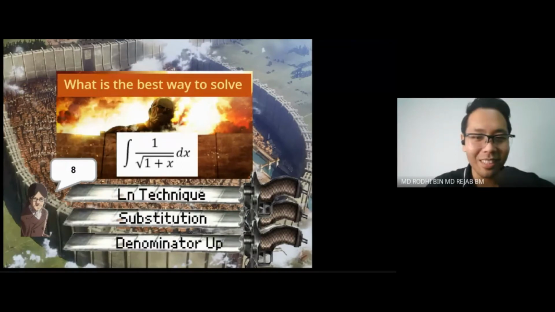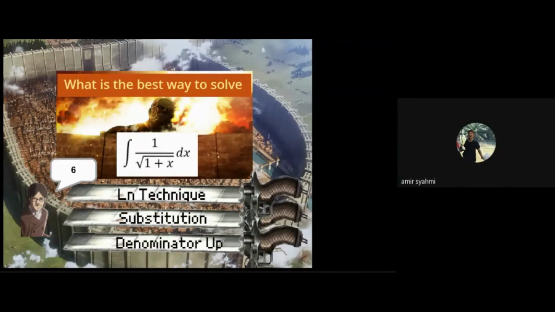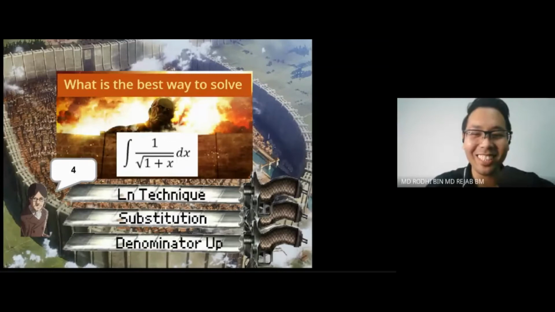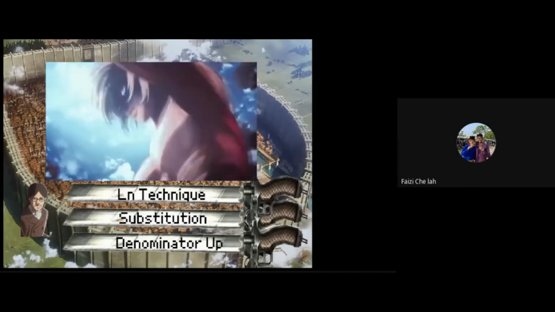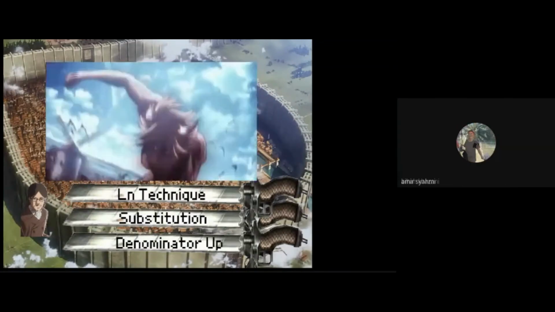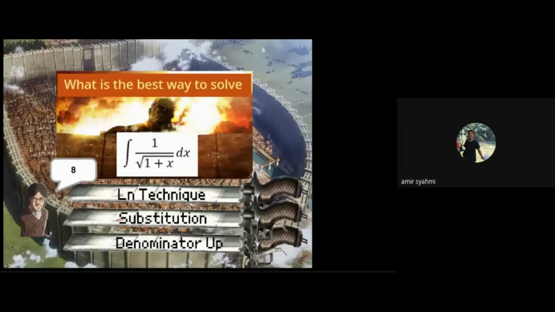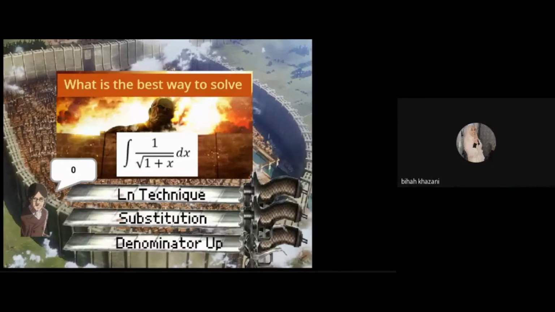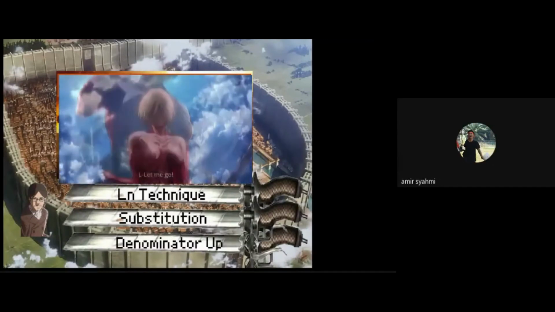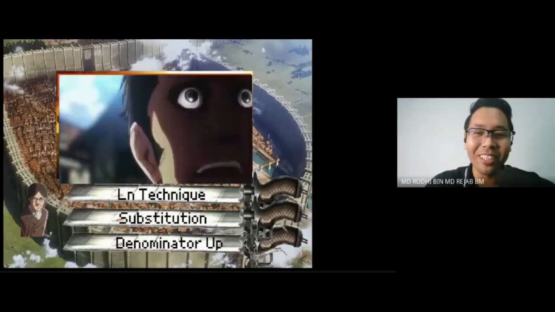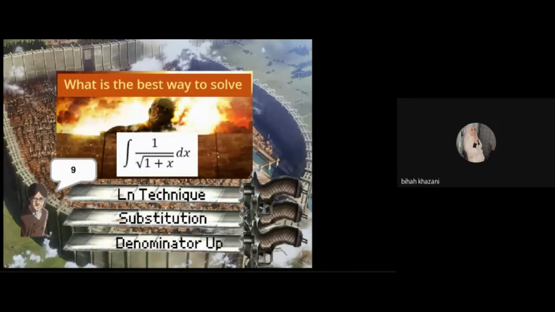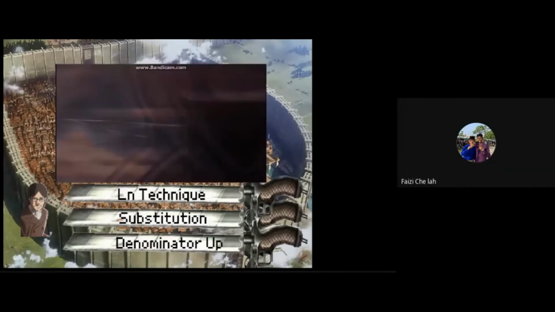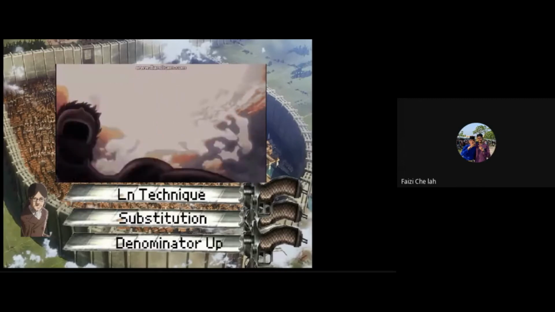Come on, square root. Substitution. Substitution. You have done substitution just now. Wrong already. Oh, denominator up. Denominator up. Yes, denominator up.